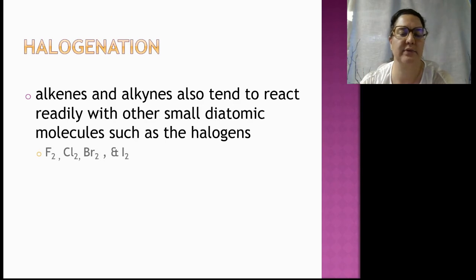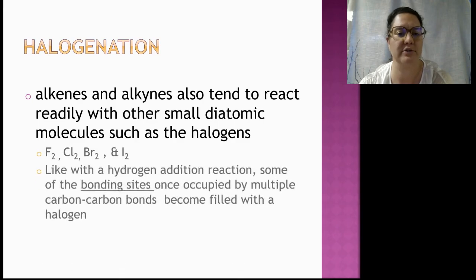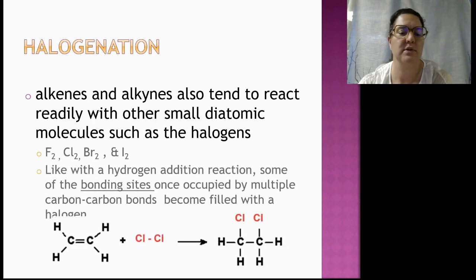Alkenes and alkynes also tend to react readily with other small diatomic molecules, such as the halogens. So like with hydrogen, some of the bonding sites once occupied by multiple carbon-carbon bonds become filled with halogens. In the presence of chlorine gas, ethene can have 2 chlorine atoms bonded onto those sites.